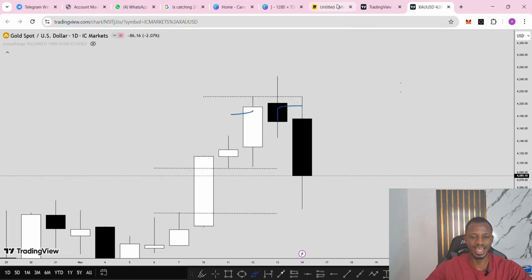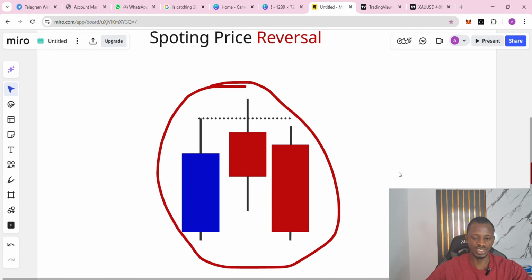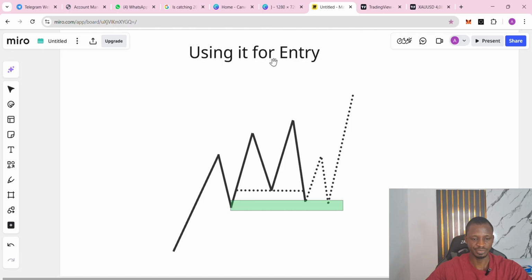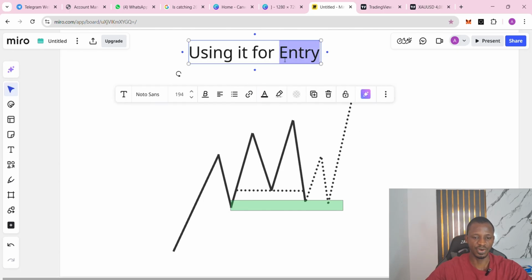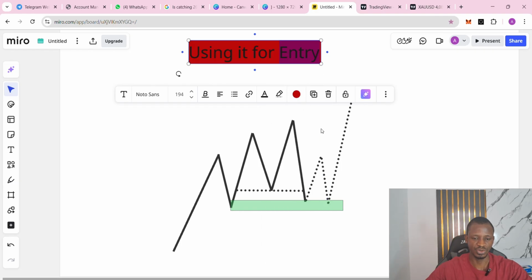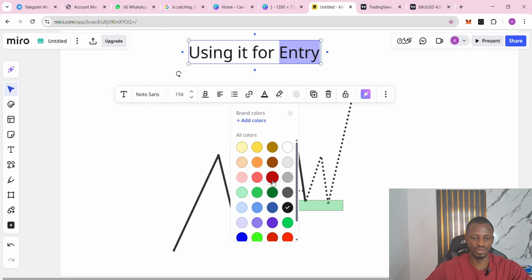And let me show you the last powerful method that you can use. You can use liquidity sweep to trade, you understand? You can actually use it for your entry, and I'm going to demonstrate it for you. This thing is a very powerful concept. It is not only used for reversal, you can use it for your entry as well.